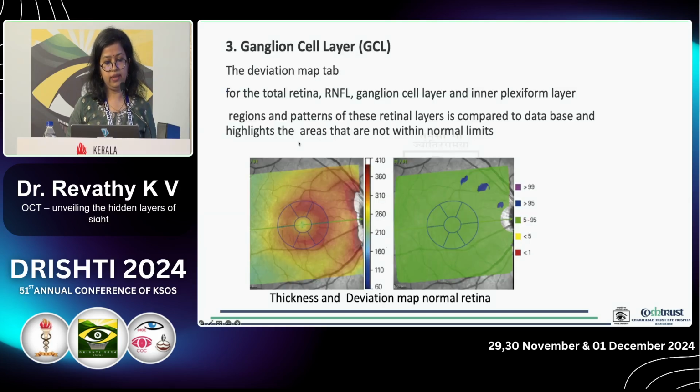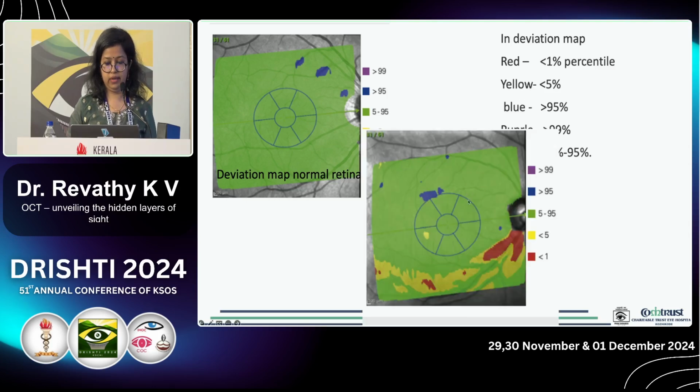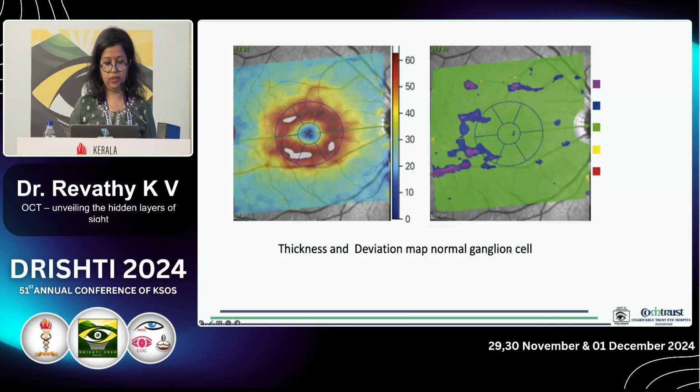Next, we can individually assess all the layers of the retina, like the retinal nerve fiber layer, ganglion cell layer, and inner plexiform layer. And these regions are again color coded according to the database, and the deviation from the database is again color coded. For example, the thickness map will be giving a warmer color for thickness, and in the deviation map, that area will be green in color. The normal retina will appear green in color. When there is a deviation from the database, it will be given a warmer color. Like here you can see an inferior thinning, and it is given in a red color. This is for the ganglion cell.